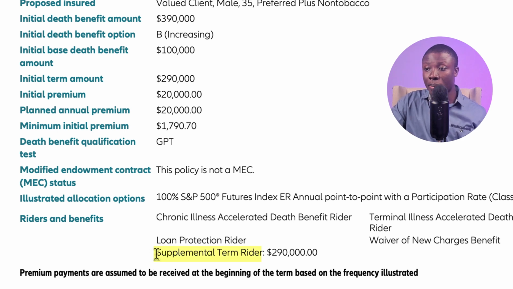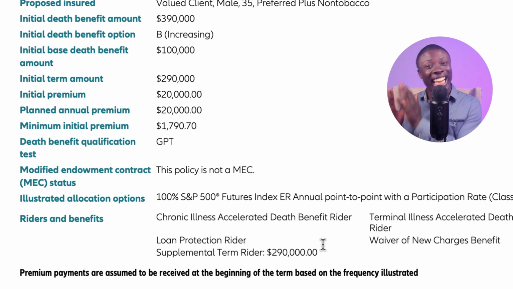We also have the supplemental term insurance rider here, which allows us to blend in the $290,000 into this product, which helps reduce the expenses drastically. I've covered this in a number of videos. I'm going to link some of them in the description below. So if you are not sure why I'm talking about blended term insurance, I highly encourage you to take a look at all of this.